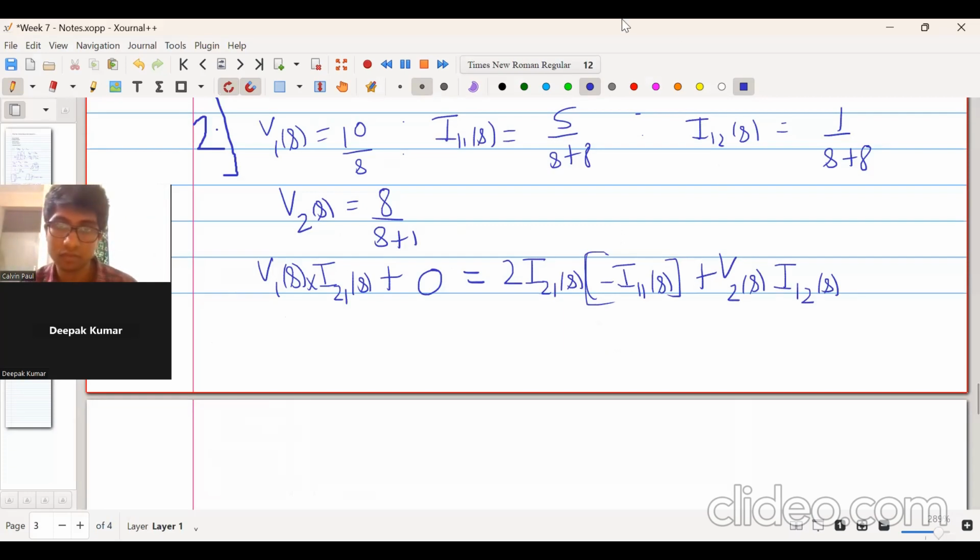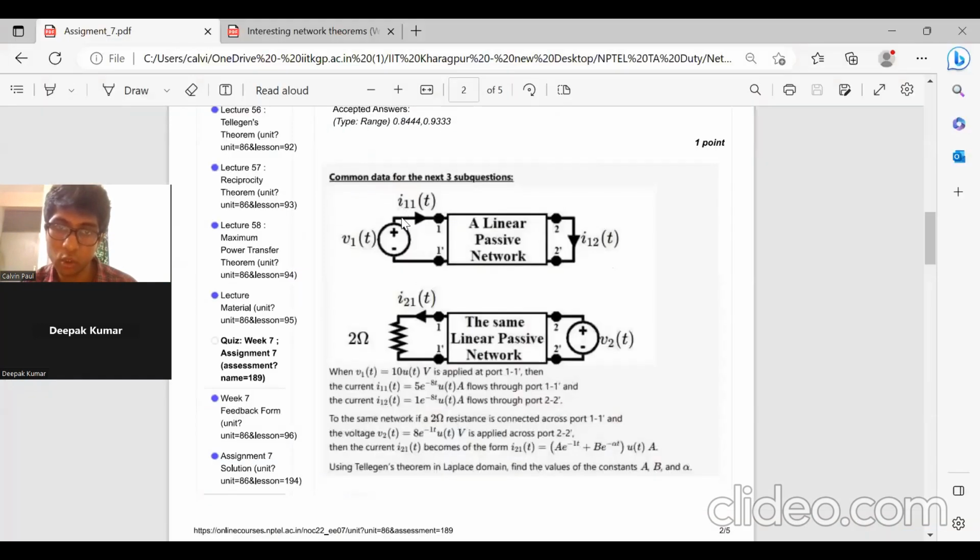Sir, please tell me again the sign convention. If the current is flowing in, it will be minus. If the current is flowing out, it will be plus. Okay, it means out plus, in minus. Okay.